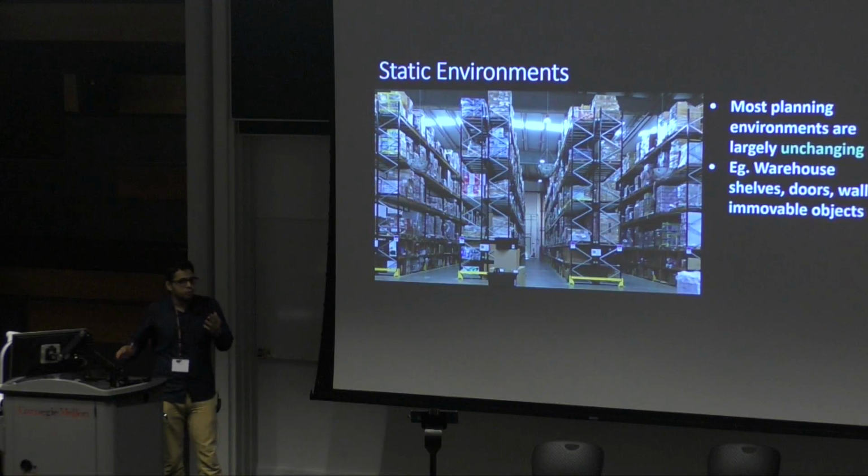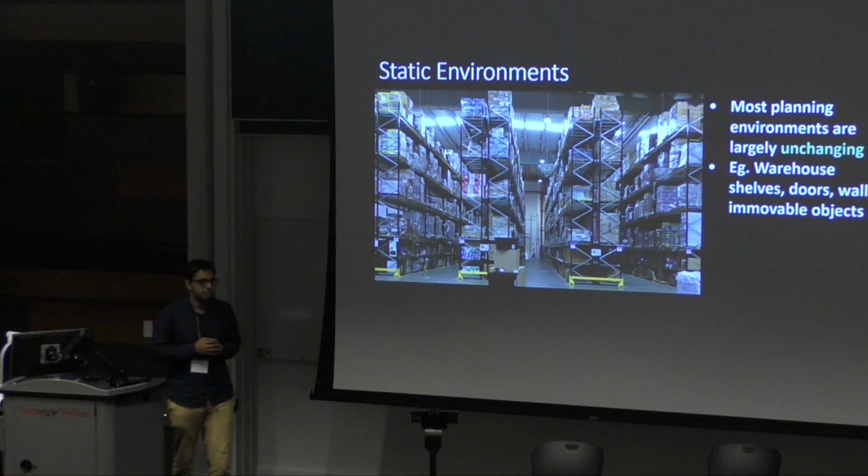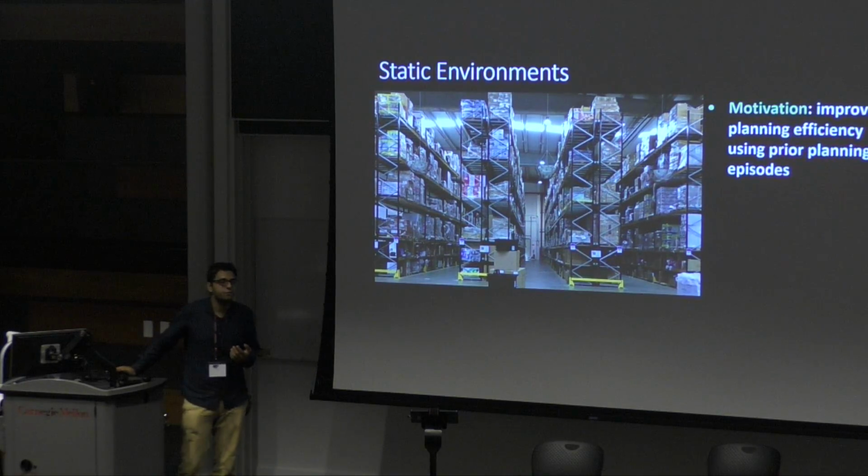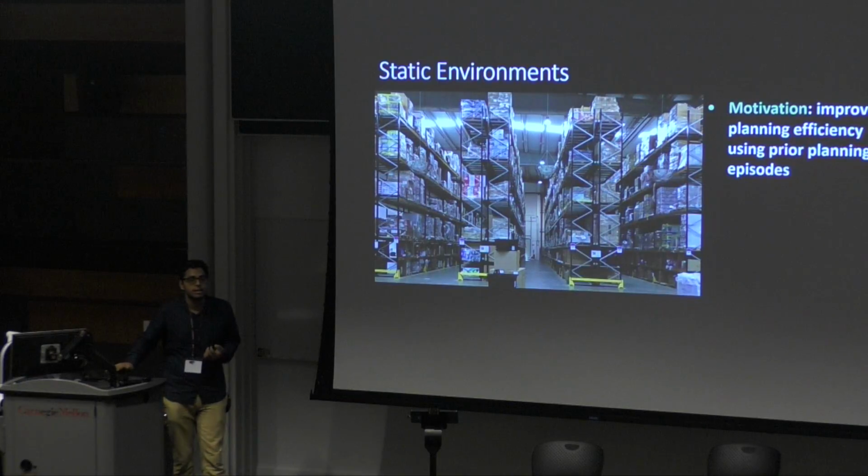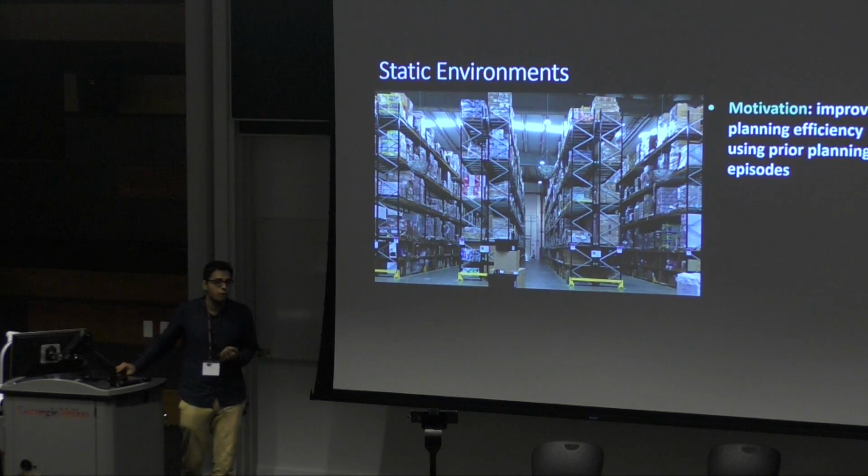Now, in many motion planning domains, especially for applications, the environment is largely static. For example, if you consider this room, apart from the people, most of the major features are static. In warehouses, most of the shelves are static. So the question we consider is: if we know the environment is largely static, can we in some way use offline pre-processing to speed up our search?